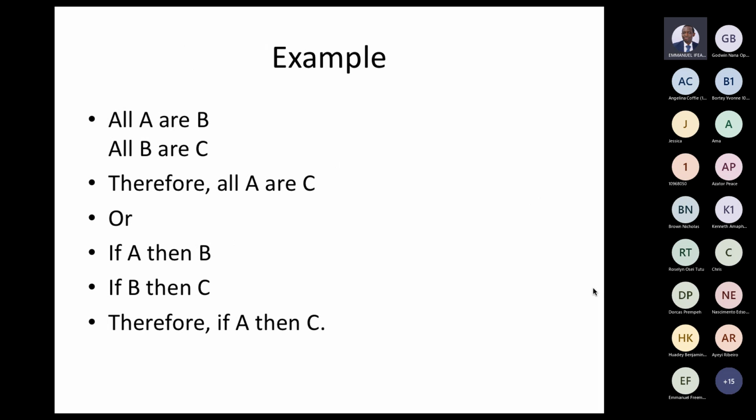Example: all A are B, all B are C. Therefore, all A are C. Now, you can see that B, which is the consequent, became the antecedent of the next premise, all B are C. And then the conclusion brings together the first antecedent and the last consequent, which are A and C. That's the character of a hypothetical syllogism. Now you can add more premises up to Z. All A are B, all B are C, all C are D, all D are E, and F, down to Z, and then the conclusion will be, therefore, all A are Z.